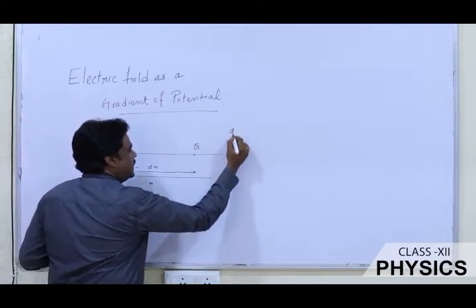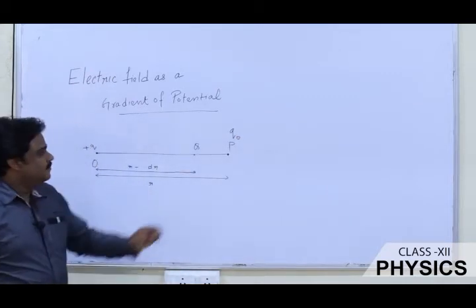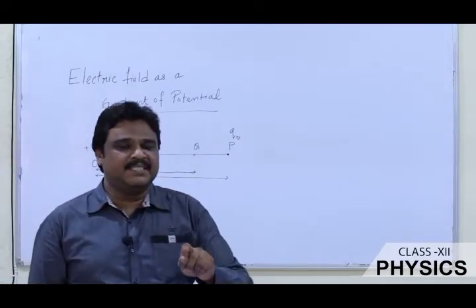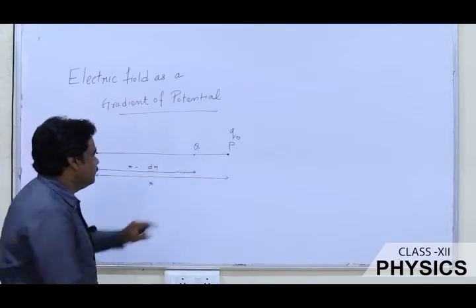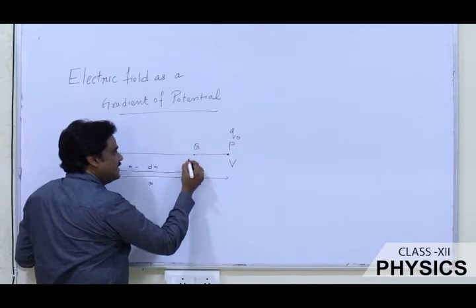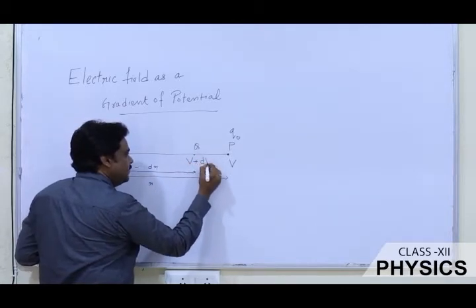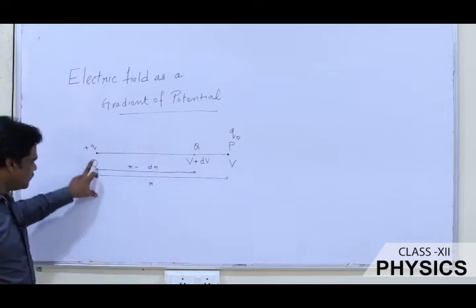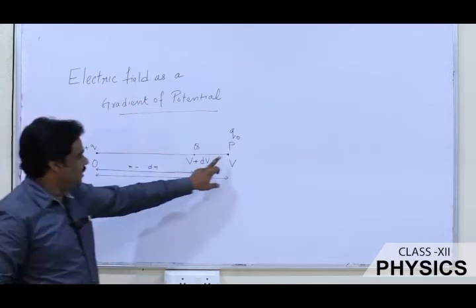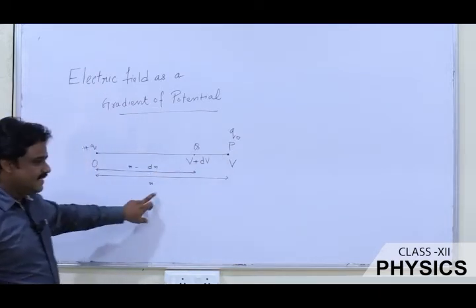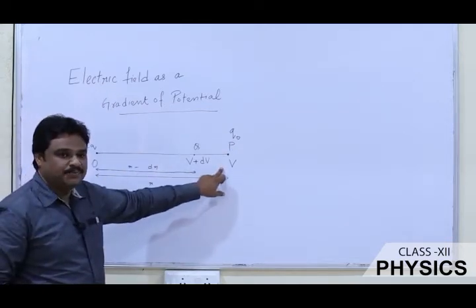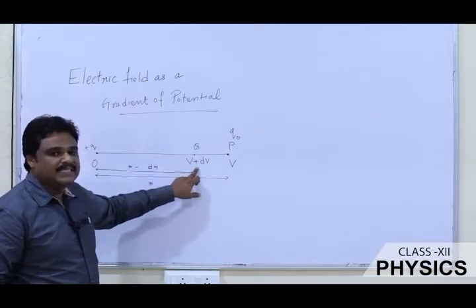Next, I am going to keep a test charge at P. My aim is to move the test charge from P to Q. You know the work done can be expressed in terms of potential difference also. Let the potential at P be V. What will be the potential at Q? I am writing it as V plus dV. Once again I am going to explain the diagram. I am going to consider a charge plus q at the origin. We consider 2 points P and Q. They are at distances r and r minus dr from the origin. At P the potential is V. At Q the potential is V plus dV.